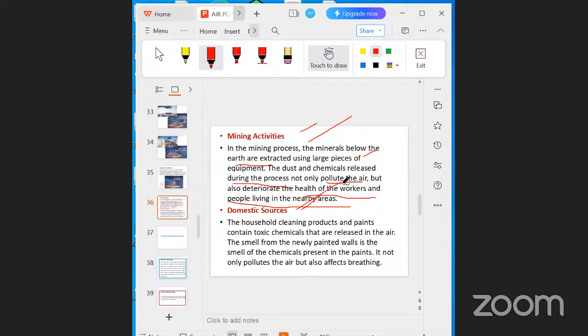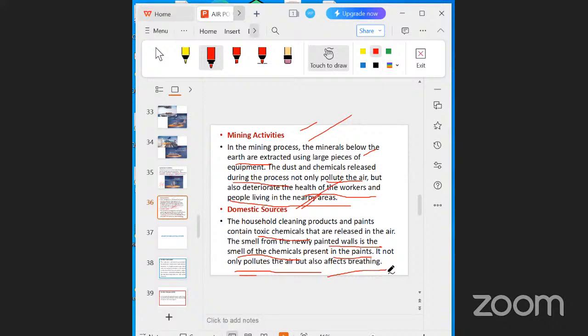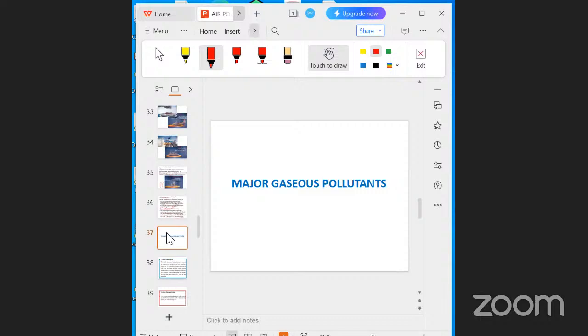And domestic sources: household cleaning products and paints contain toxic chemicals that are released into the air. The smell from newly painted walls is the smell of the chemicals present in the paints. It not only pollutes the air, but also causes breathing problems. So this is also an important source. Next, we are going to the major gaseous pollutants. So what are the major gaseous pollutants?